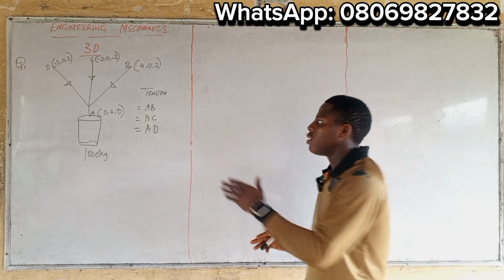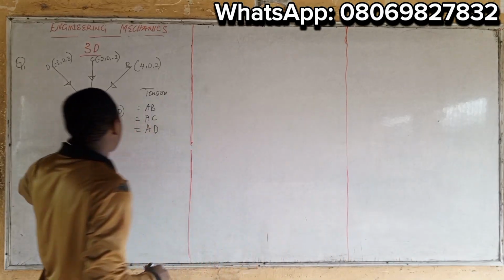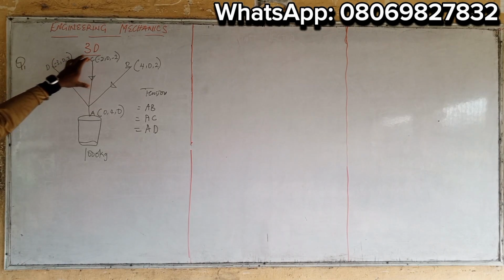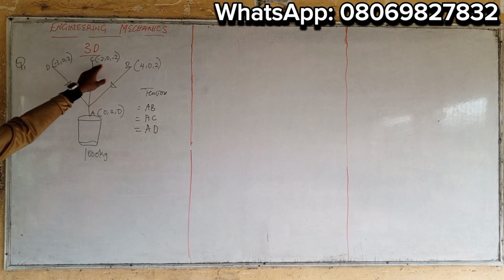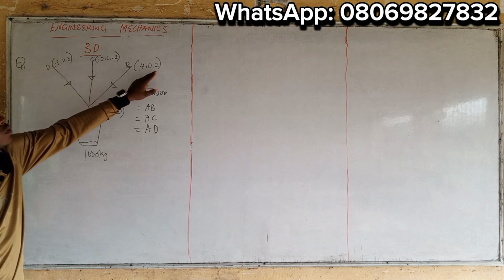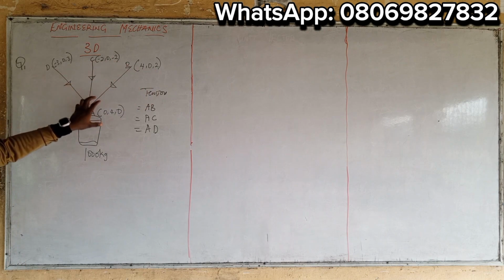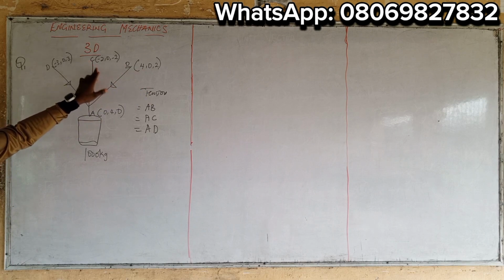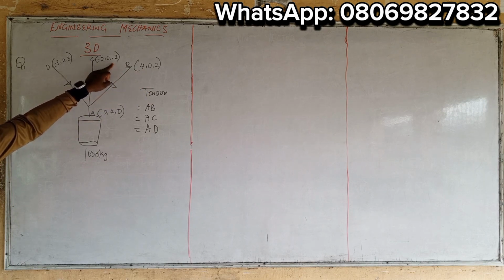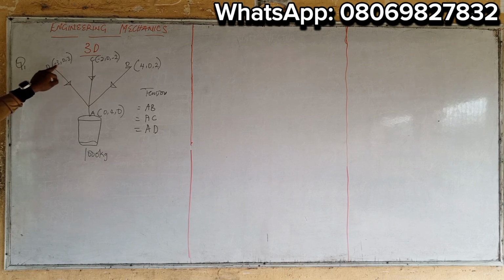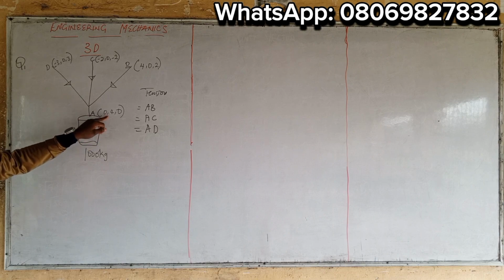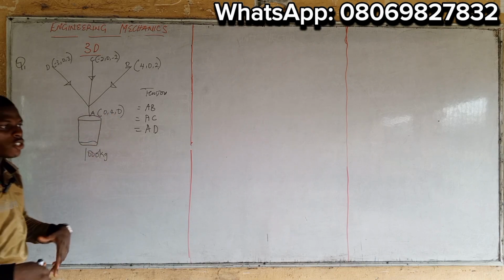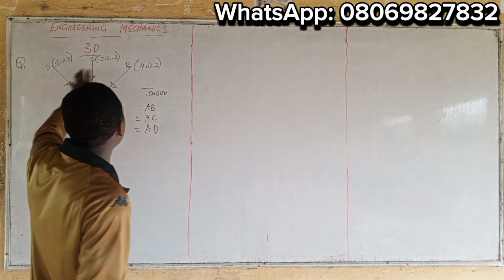In the question they gave to us here, they've already given us our coordinates: 3, 0, 3, 2, 0, 2, 4, 0, 2. So these are the coordinates for each point. At point B, we have 4, 0, 2. At point C, we have -2, 0, -2. At point D, we have -3, 0, 3. Then at point A, we have 0, 4, 0.